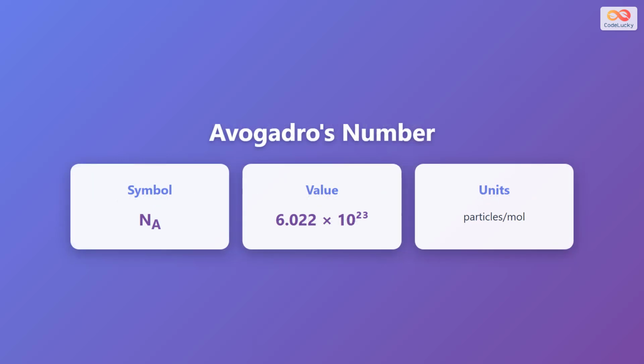The number 6.022 times 10 to the 23rd is called Avogadro's number, represented by the symbol N subscript A. Its value is 6.022 times 10 to the 23rd, and the units are particles per mole. This constant is named after the Italian scientist Amedeo Avogadro and serves as the bridge between the microscopic world of atoms and the macroscopic world we can measure.